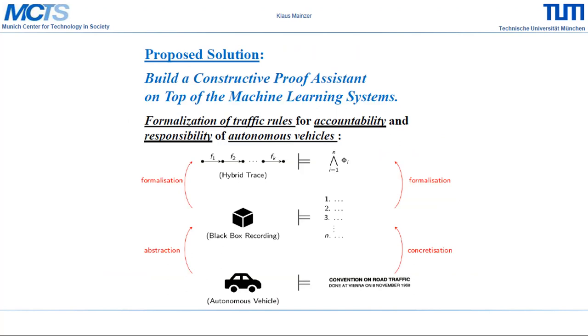I have not the time here to go into the details, but the proposed solution is to build a constructive proof assistant on top of the statistical machine learning systems. And that means proof assistants which control that the current behavior of the car logically implies the instructions, the legal demands of the convention on road traffic.